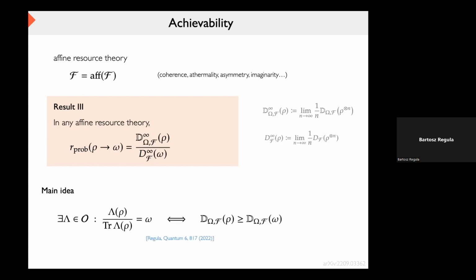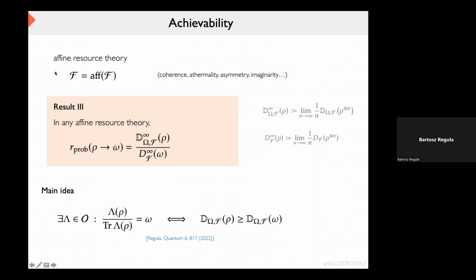Now, the main idea for the proof is to use the fact that the existence of a transformation which maps two states can be reduced to just monotonicity of a single function, the projective relative entropy. It characterizes this at the level of one-shot transformation. So essentially, we take this one-shot result and turn it into an asymptotic sequence of protocols which achieve our desired transformation.